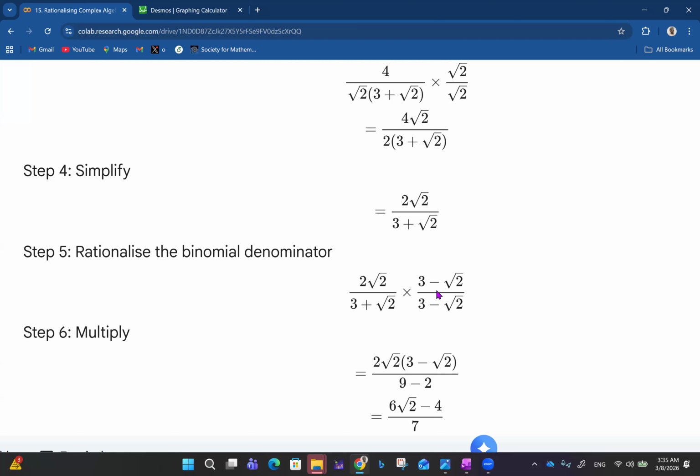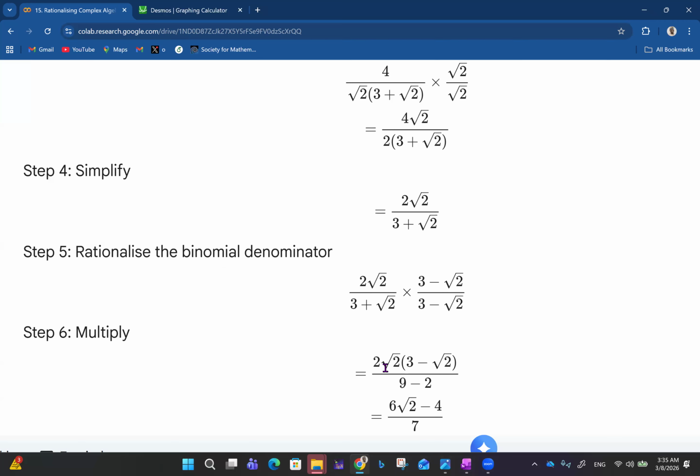Yes. So we have 2 root 2 times 3 minus root 2 over 3 minus root 2, with 2 root 2 over 3 plus root 2 like this. So 2 root 2 into 3 minus root 2, all over a difference of squares now. So you have 3 squared minus root 2 squared. That's 9 minus 2, which is 7.